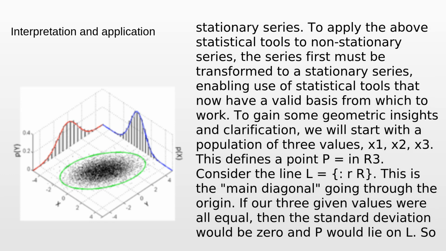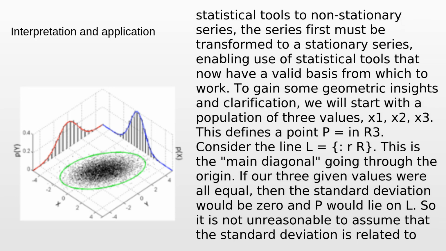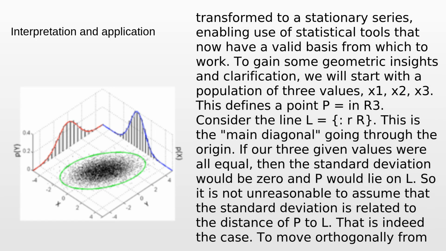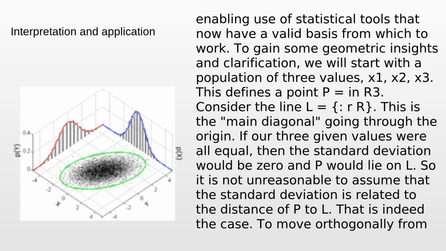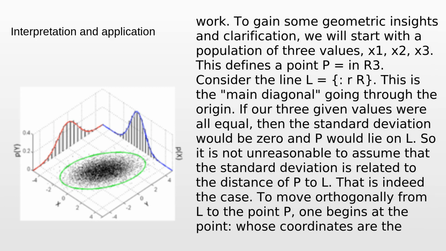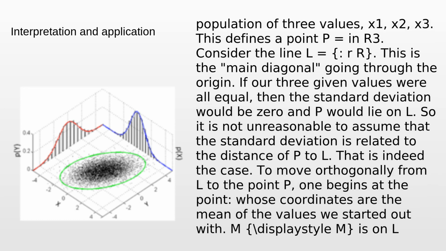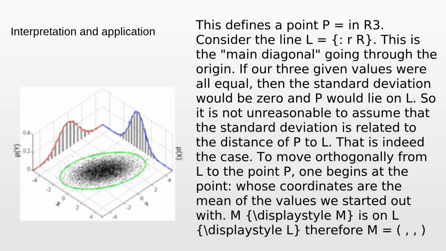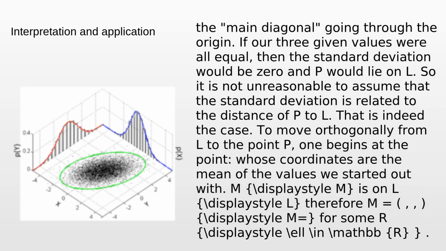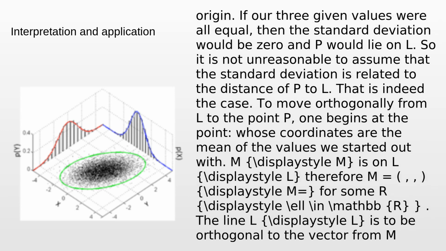To gain some geometric insights and clarification, we will start with a population of 3 values, x1, x2, x3. This defines a point P in R3. Consider the line L. This is the main diagonal going through the origin. If our 3 given values were all equal, then the standard deviation would be 0 and P would lie on L. So it is not unreasonable to assume that the standard deviation is related to the distance of P to L. That is indeed the case.